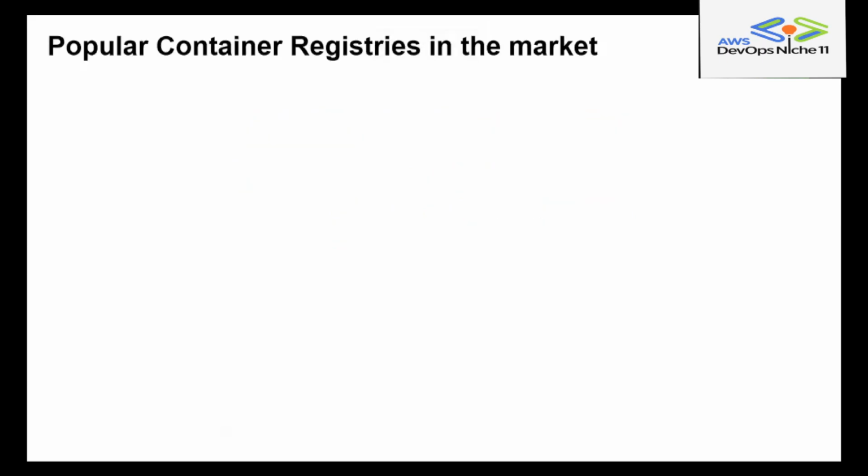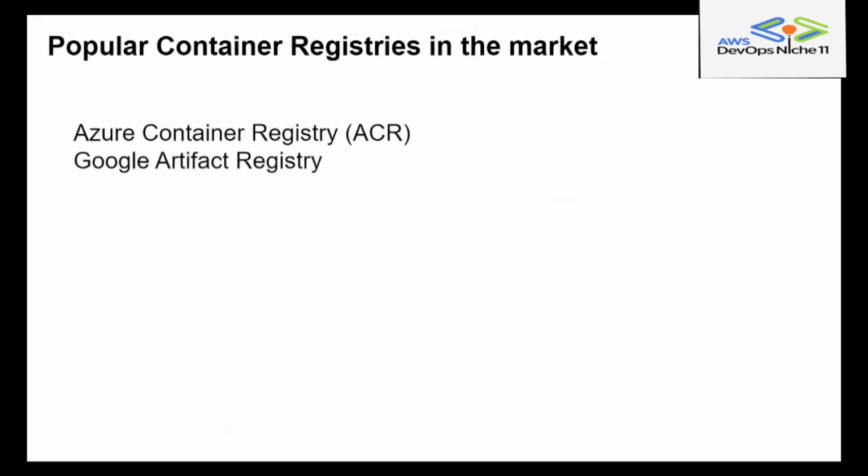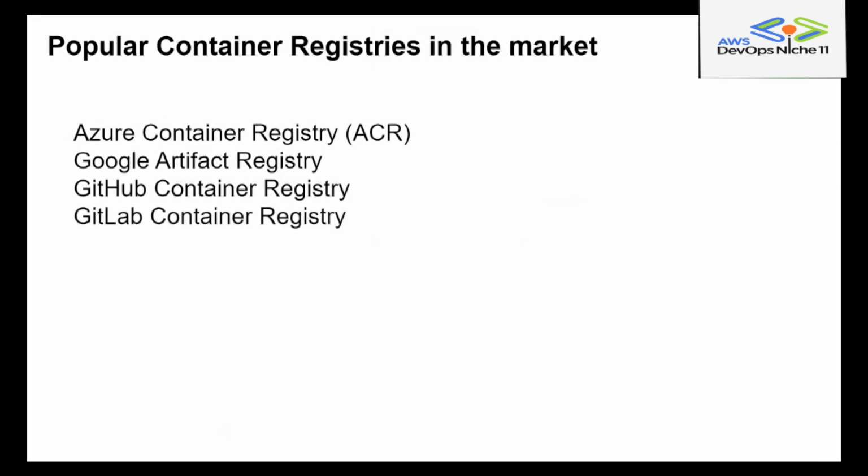So now before getting into the ECR, what are all the various container registries that are available in the market? So we have Azure Container Registry, which is the ACR. Then for Google, we have the Google Artifact Registry. Then we also have a container registry for GitHub as well, which is the GitHub Container Registry. Then we have a GitLab Container Registry. Then we also have Harbor, which is another open source container registry for storing your application images. And it also has the option to even sign your images to make them more secure.